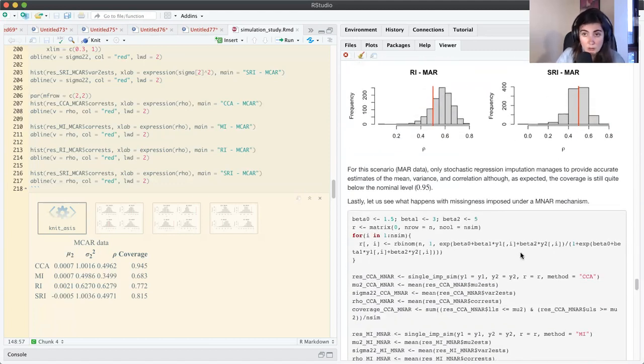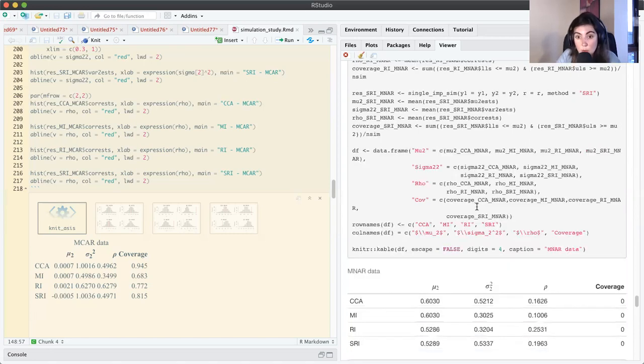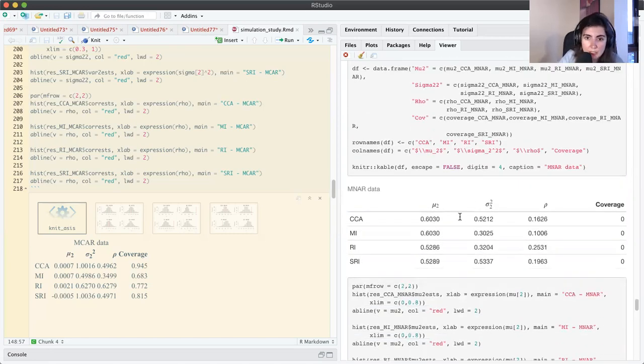Okay, so now let's go to the most challenging case, and we will impose missingness under a missing not at random mechanism. And again, it's exactly the same thing that we do. That's why I have created a function. Once we have created a function, it's just a matter of passing the inputs to the function, and things are more organized than if I was running all the procedures individually without a function. So I think it's a good thing to create a function, but it depends on our own preferences.